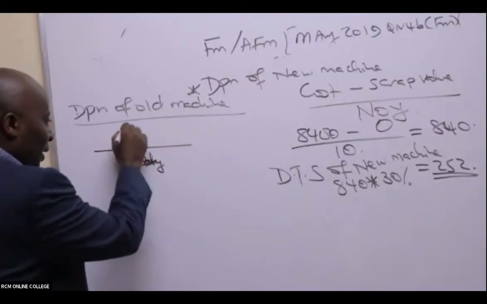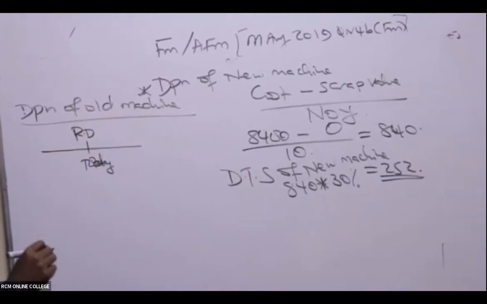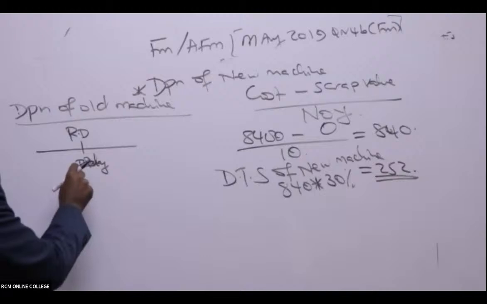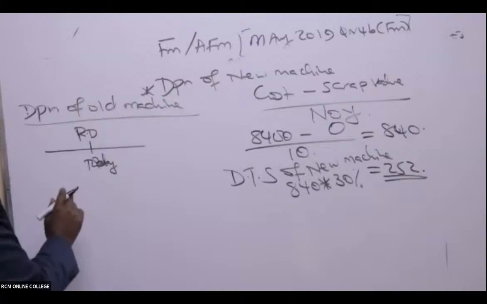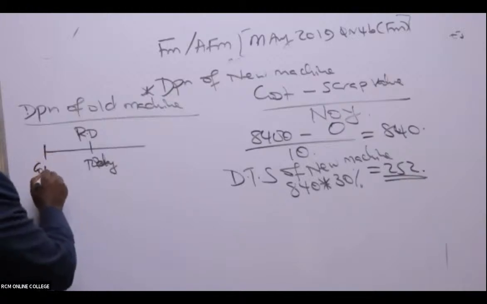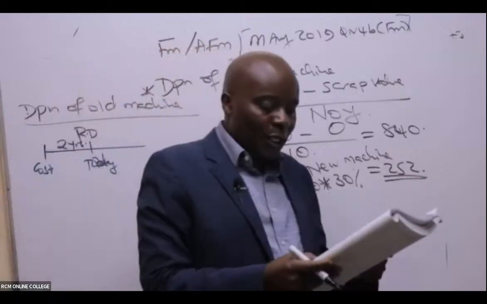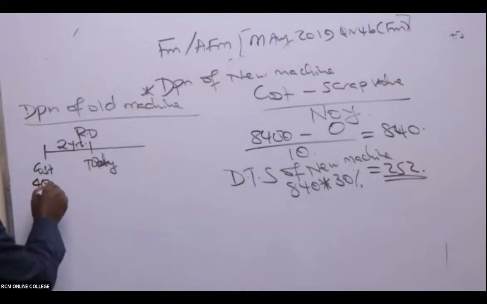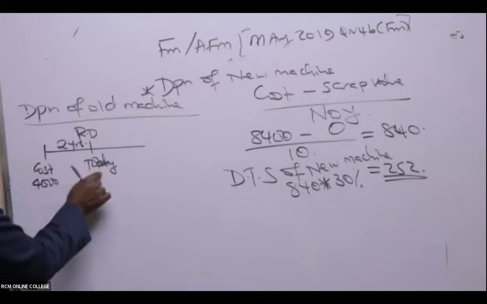When we want to make what we call the replacement decision, today, when we want to make this replacement decision, we are told the existing machine was acquired how many years ago? It was acquired 2 years ago. At what cost? This existing machine was acquired 2 years ago at a cost of 4,000. Remember, we are cutting the 3 zeros. So then I would want to move this machine from 2 years ago to today.